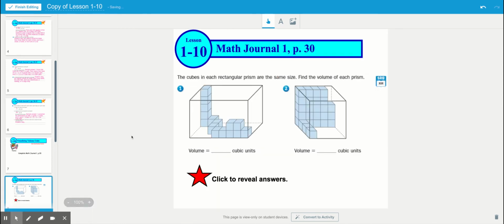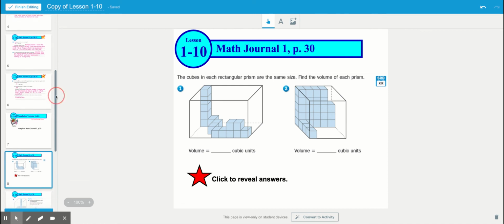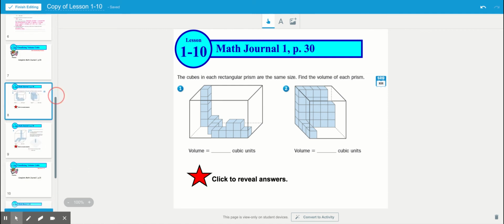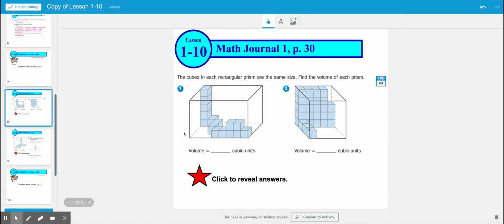Moving on to page 30 in your journal, we're going to do some more practicing with those cubes in the rectangular prisms. We are using cubic units again for 1 and 2. I'm just going to show you these problems, and then this is your independent work that I want you to do and try. So again, thinking about the different formulas for volume. Volume equals length times width times height. Volume equals the area of the base times height.